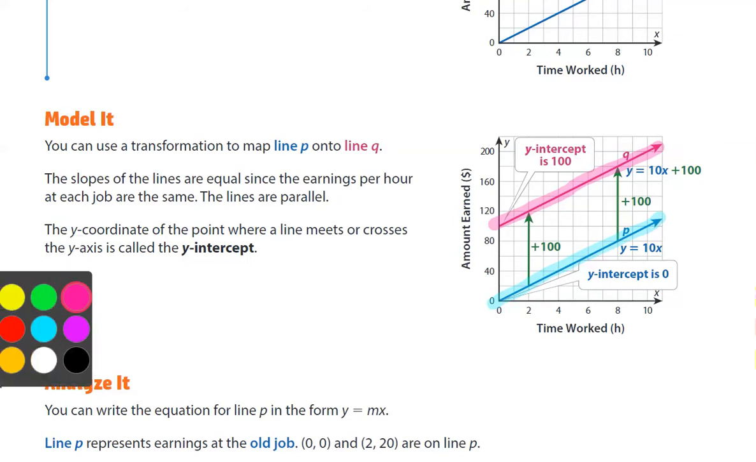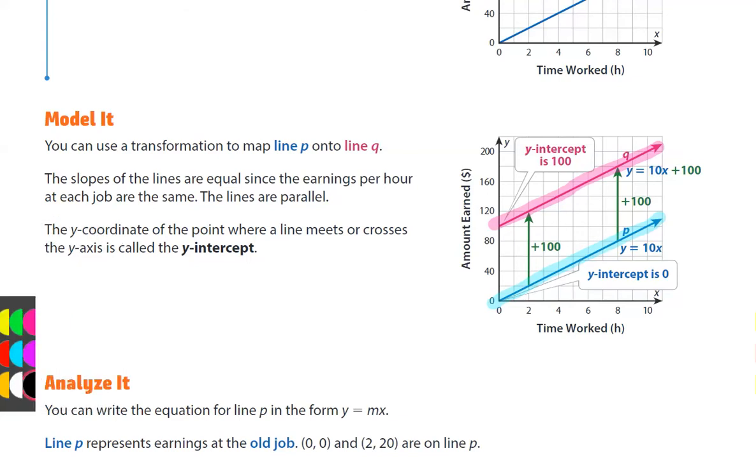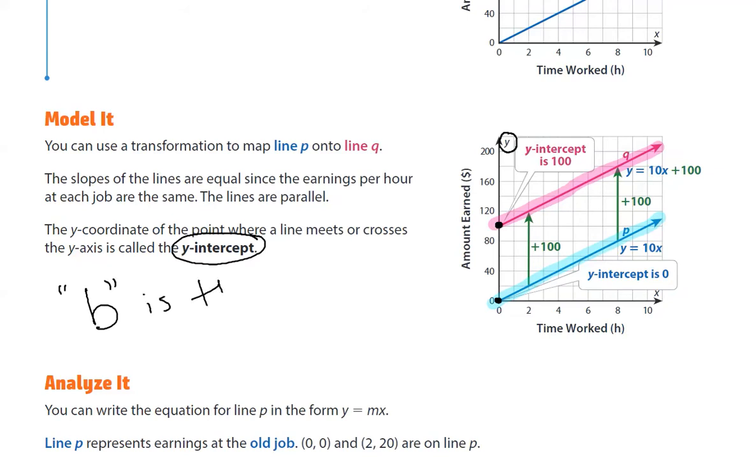The point where the lines hit the y-axis, remember this is the y-axis, that's why it's labeled y right here. The points where the lines hit the y-axis, that's called the y-intercept. So b is the y-intercept.